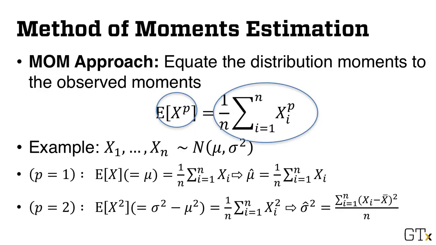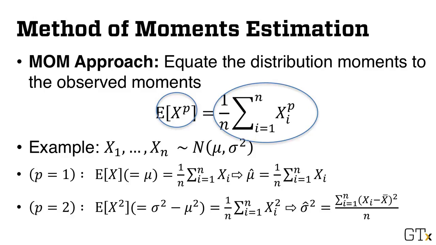Next, I will introduce the two methods used to estimate parameters in distributions. The first one is method of moments estimation. In this method, we equate the distribution or population moments to the sample moments to obtain equations in the parameters to be estimated, which will be solved for the parameters of interest.